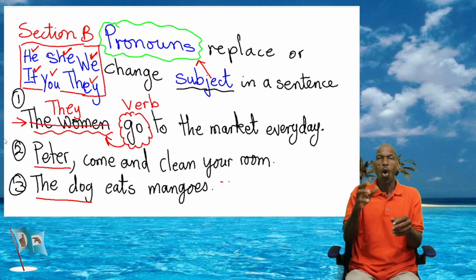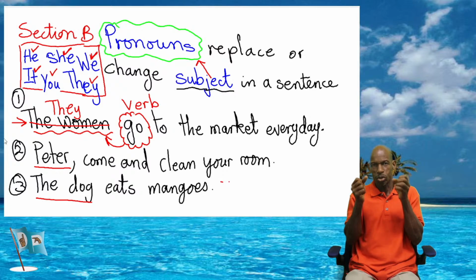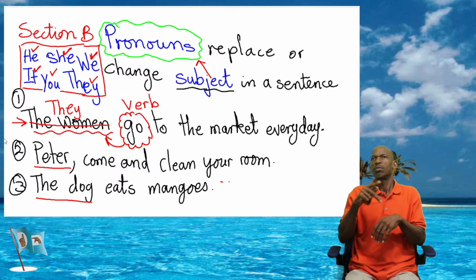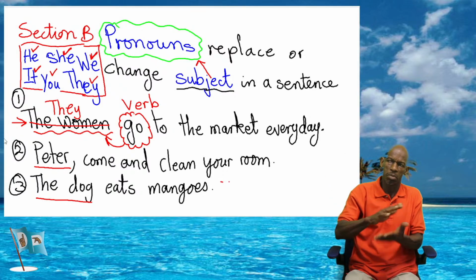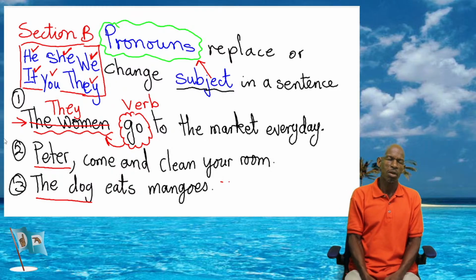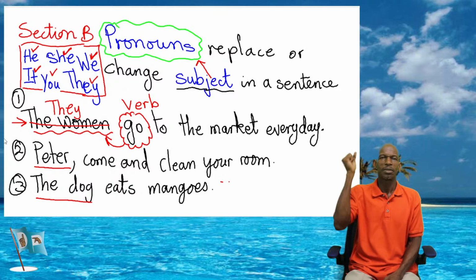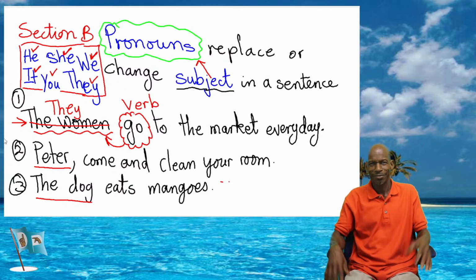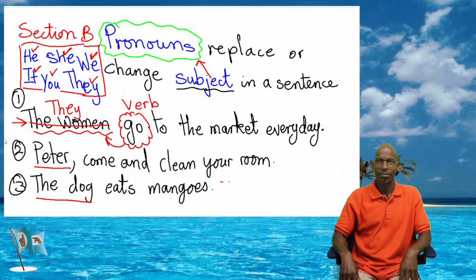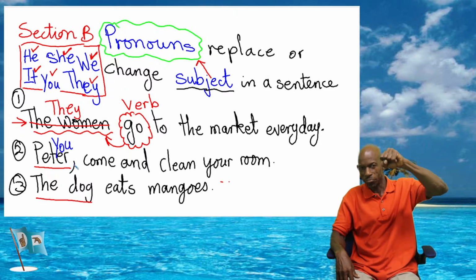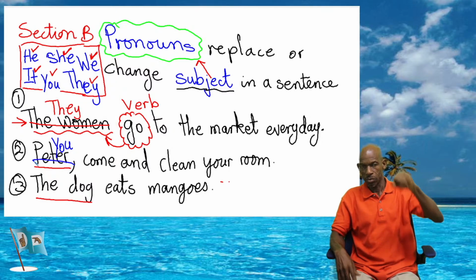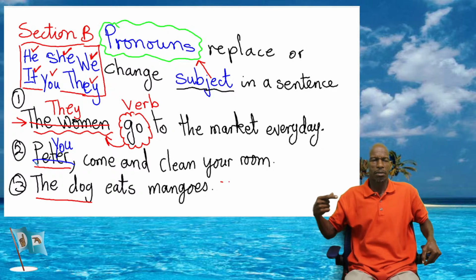Salvin, number two. Peter, come and clean your room. Salvin. I see Sabriki putting up her hand and waving. All right, Sabriki, go ahead. Take it away. What's the answer? Right. Excellent. You come and clean your room. Yes. Very good.